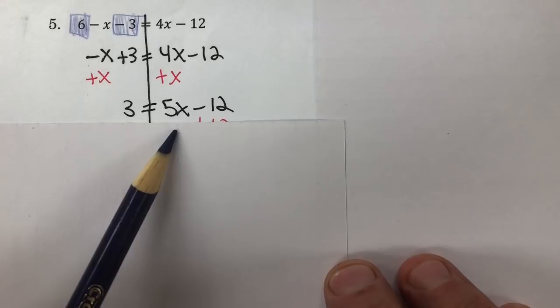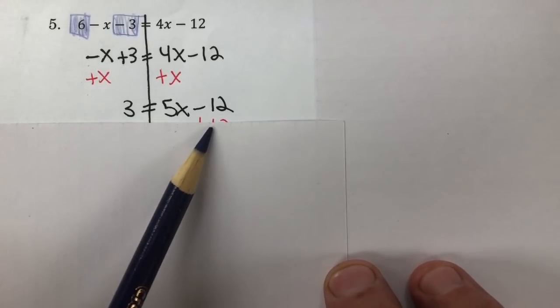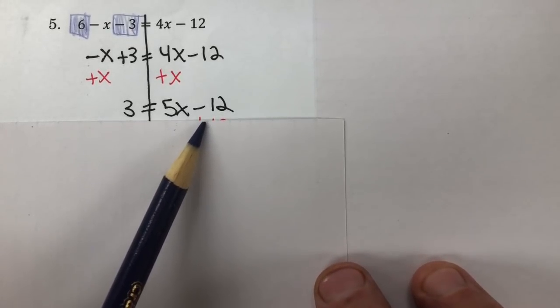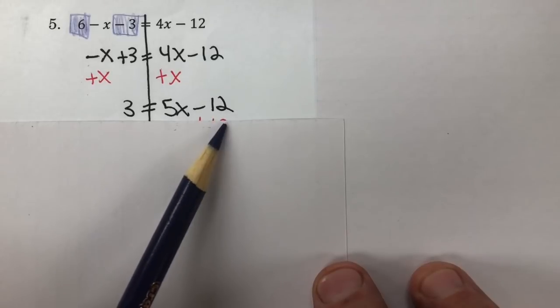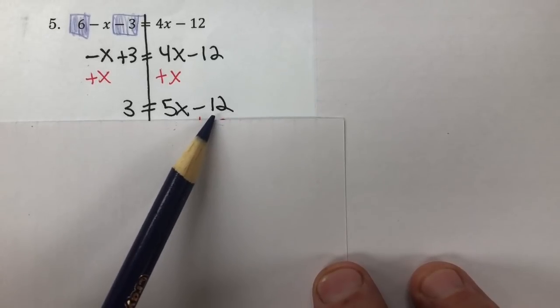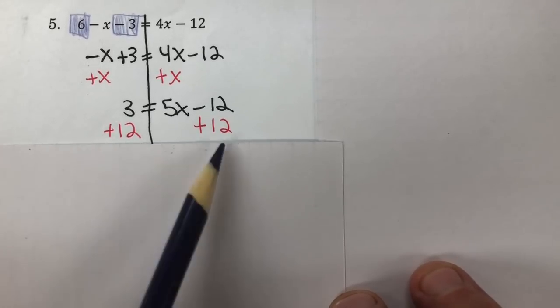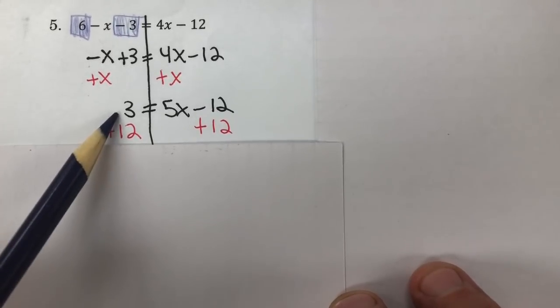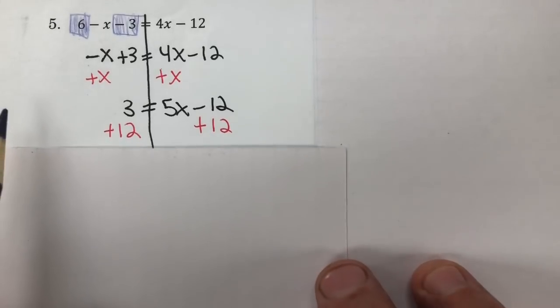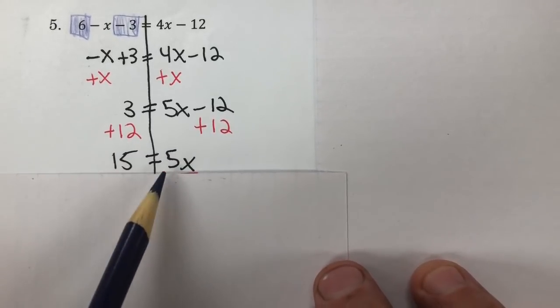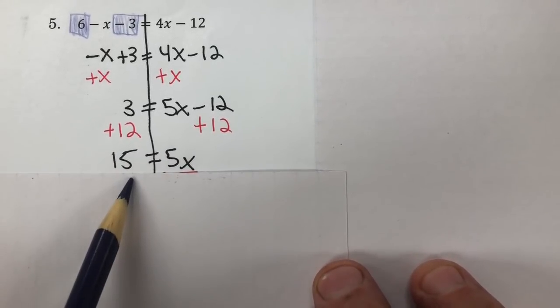Still don't have the variable by itself, so I need to move over this negative 12. Inverse property of subtraction is addition. So I add 12 to both sides. Created a 0 pair. 3 plus 12 equals 15. And now I have 5x equals 15.